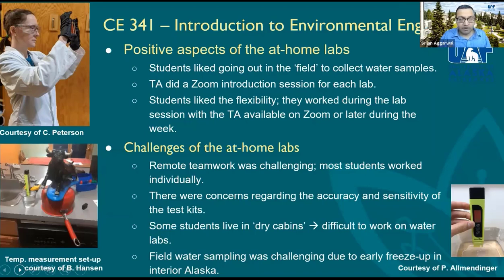So the earliest we could do the water collection and measurements from the field was in October, for the trophic state of water lab, where they were measuring nitrogen and phosphorus from water collected in local streams and locations. But by mid-October, we start hitting freeze-up, and some students had a challenge getting those water samples. We need to consider going forward how to time that better so that they can get samples.